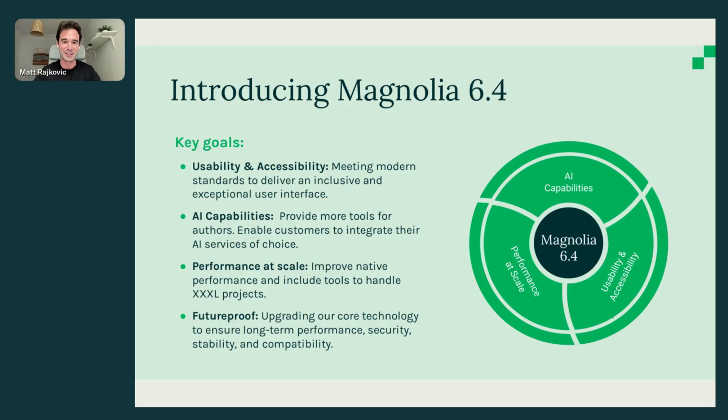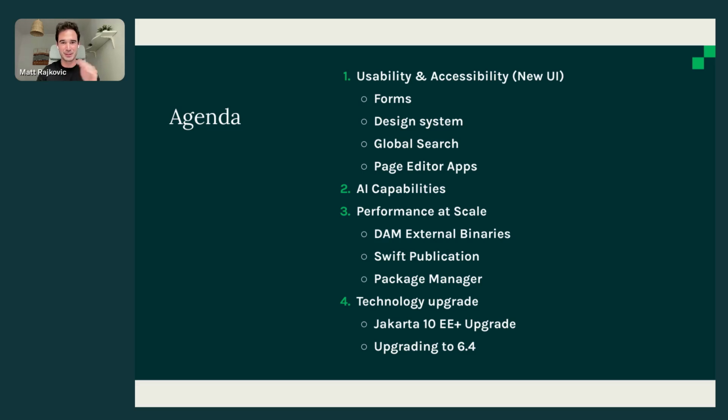Second stream of topics is going to be around AI capabilities. So how AI can actually do plenty of the work for you in Magnolia automatically. And third is going to be around performance at scale. Everybody likes stuff to go faster. So we introduced with 6.4 a couple of native performance improvements. And at the same time, we are providing you tools to handle really large Magnolia projects. And last but not least, also future-proofing. That means we also updated our core technology to make sure that your projects are performant, secure, stable, and ensuring long-term compatibility. So in these 4 streams, we are going to jump into plenty of features today.